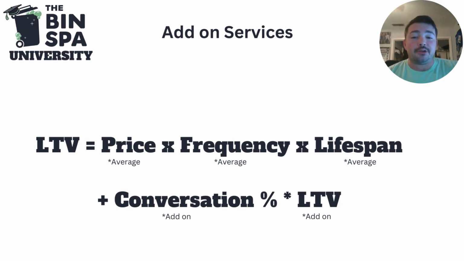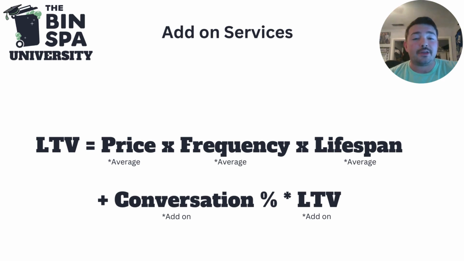Now, however, you want to take the LTV of both, right? So you're going to have an LTV of bin cleaning. Now you're going to have an LTV of window washing or power washing or pest control or whatever else you do, line striping. So a good way to see it is if you get a new customer, say they sign up for one of the two, you're going to find their LTV using the price times frequency times lifespan.